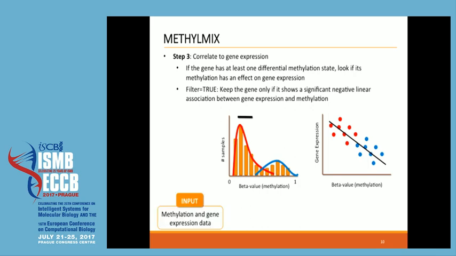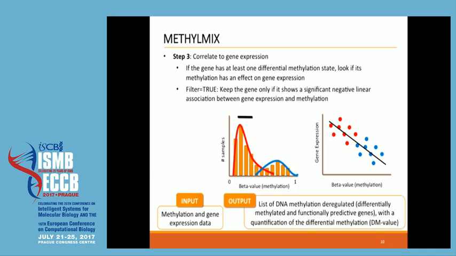So to summarize, the input for MethylMix is methylation and gene expression data, and the output is a list of DNA methylation deregulated genes with a DM value matrix indicating the methylation state for each of these genes for each patient.